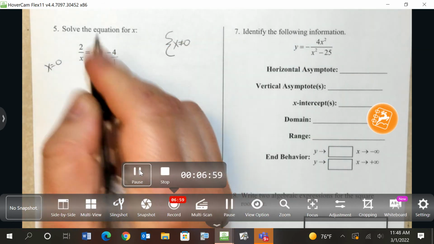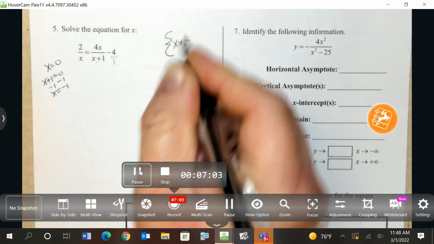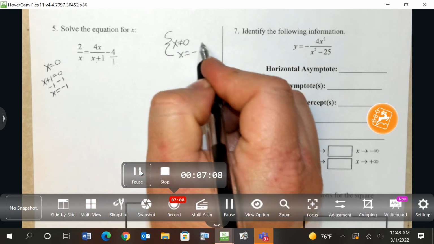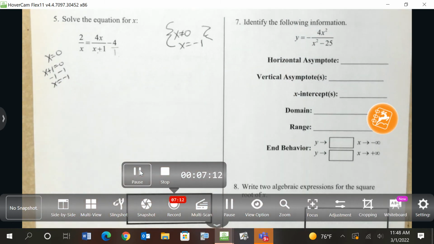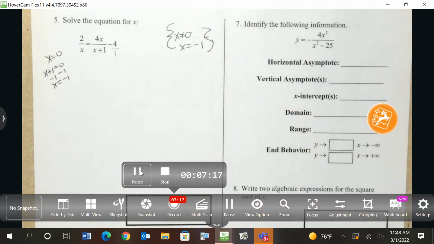Okay, this contains a variable. So I take x plus 1, set it equal to 0, and solve. I know x cannot equal negative 1. Because this does not have a variable, I don't worry about it. So when I get done with this problem and I get an answer or answers for x, I just need to make sure that the answers are not 0 or negative 1, or we consider those to be extraneous solutions.